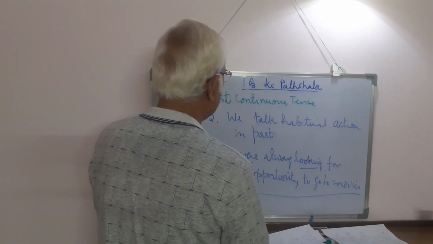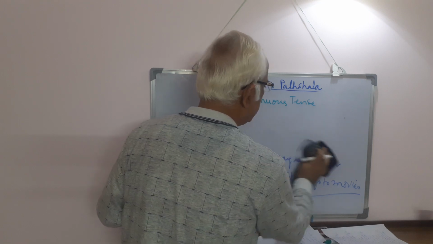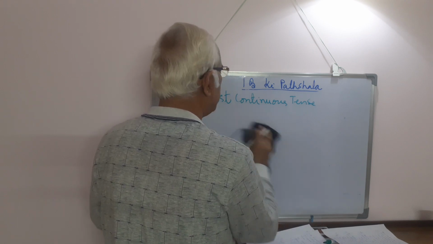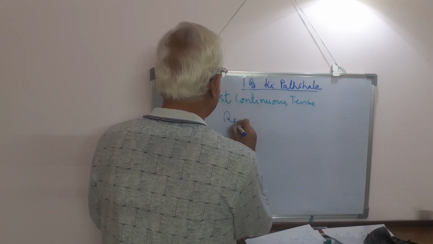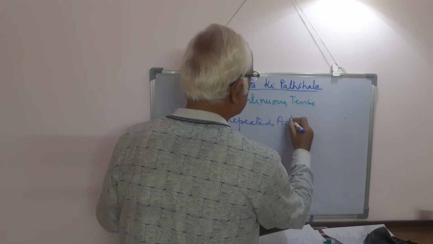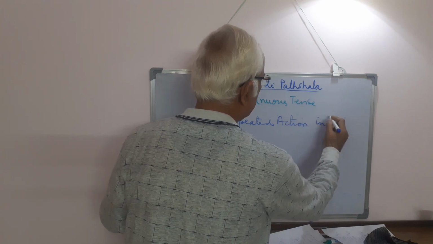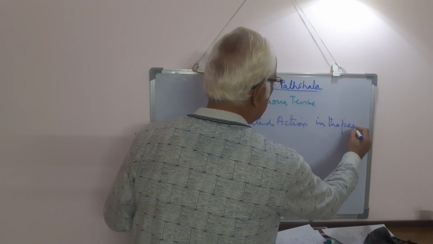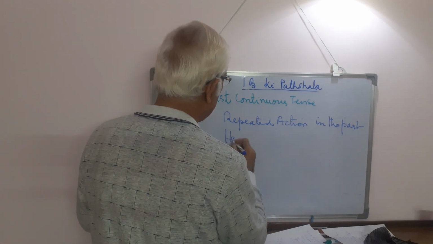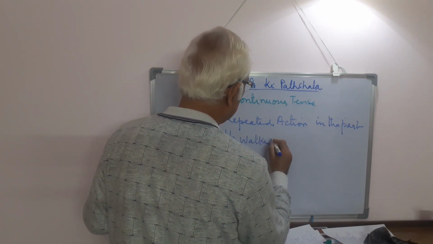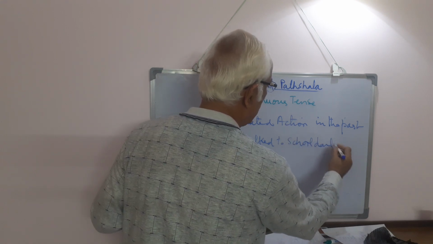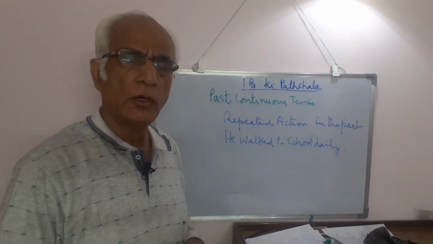Then is some actions which happen repeatedly. We can use both simple past and past continuous for repeated actions in the past. Repeat means which happen again and again. He walked to the school daily. So we are talking about a boy who was always going to school on foot.